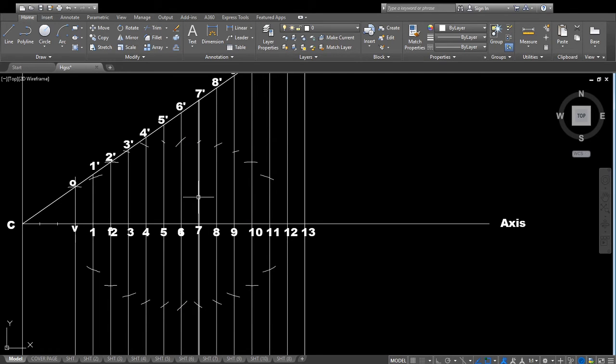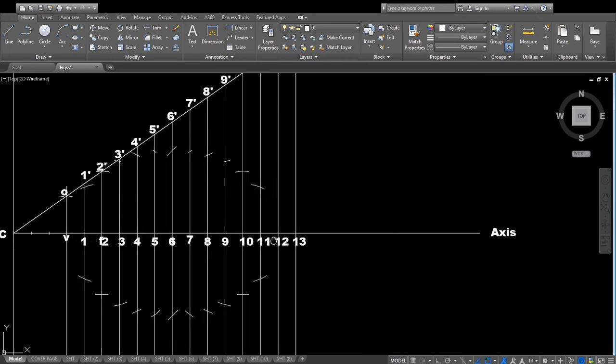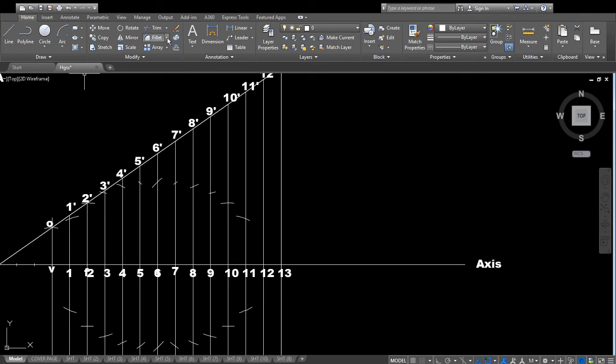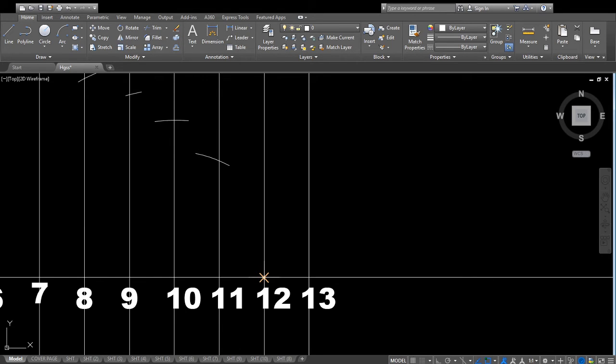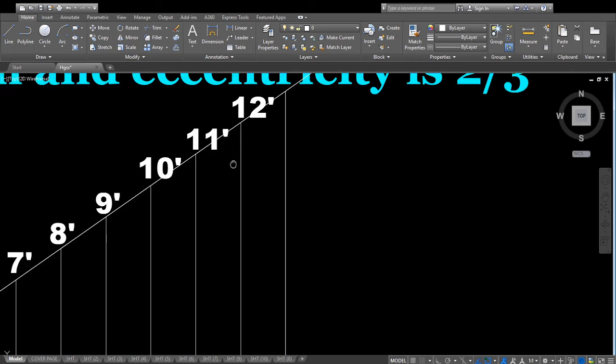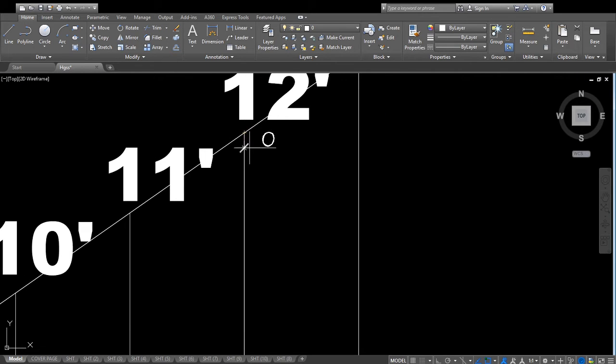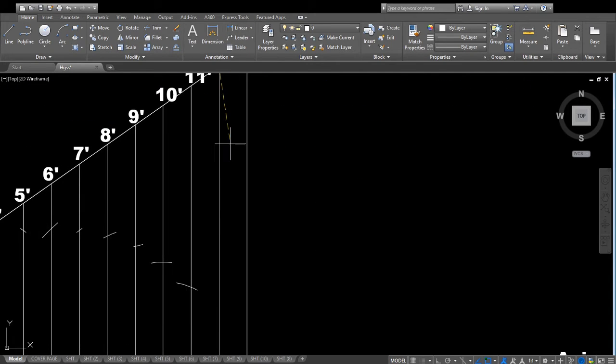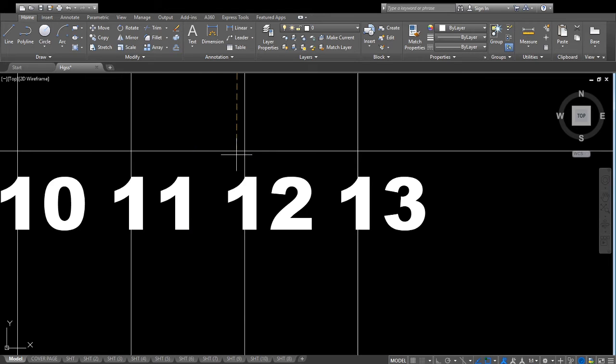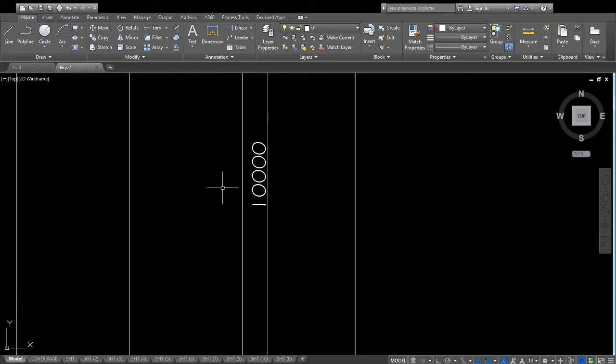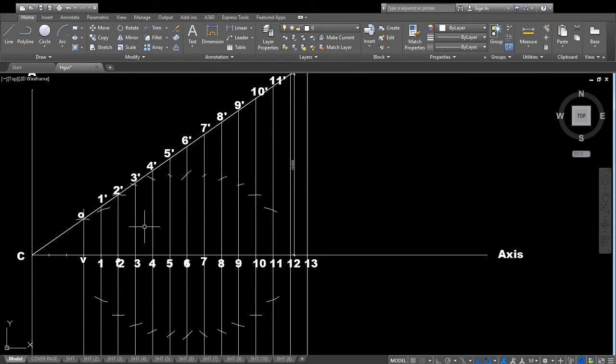You do the same thing for 7, 8, 9, and 10. Now let's get to point 12. If we come to 12, let's take the measurement from 12 prime to 12. Okay, 12 prime to 12 is 10,000.